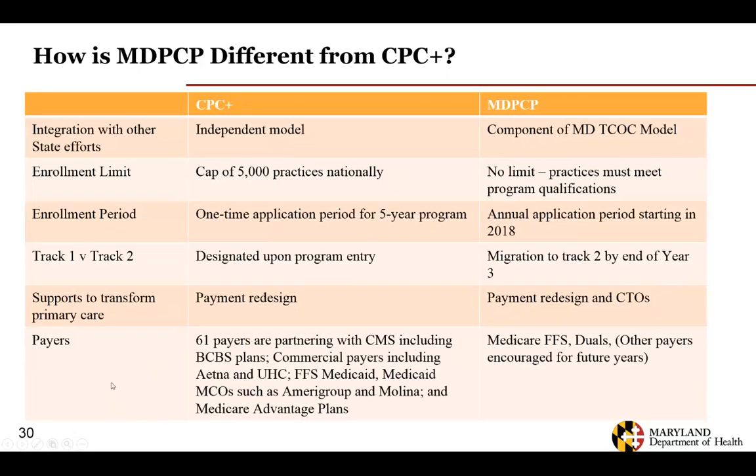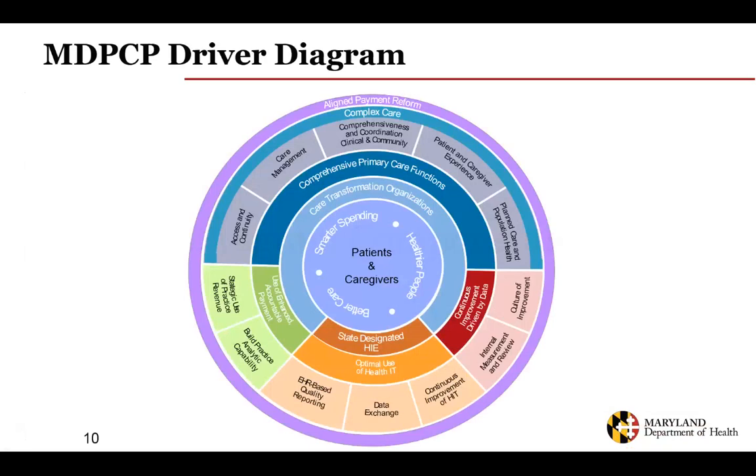What are some of the program components? Next slide, please. So this is a driver diagram, and think of it kind of like an onion with the different layers. If you start in the very middle with the patients and the caregivers, and as we talked about, smarter spending, healthier people, better care, the triple aim that all the programs are based around.